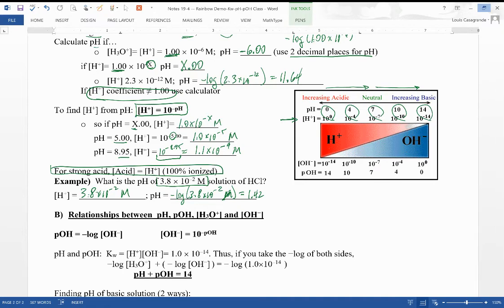You can have a pH that's less than 1. How can you have a pH that's less than 1? Suppose you have a hydronium concentration of 10. 10 is 10 to the first, right? So if it's 10 to the first, what's the negative log of 10 to the first? Do it in your calculator. You'll find the negative log of 10 to the first is a negative 1. So negative pHs do exist, and these are very strong.